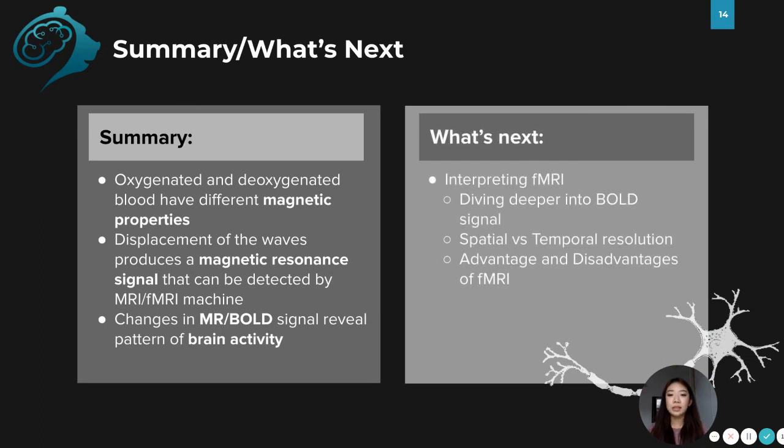So what's next? The next lesson is going to be interpreting fMRI. We're going to dive deeper into the BOLD signal, talk about spatial versus temporal resolution, and then touch on some advantages and disadvantages of fMRI.